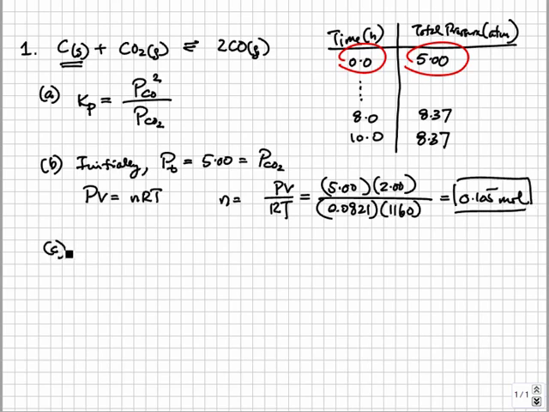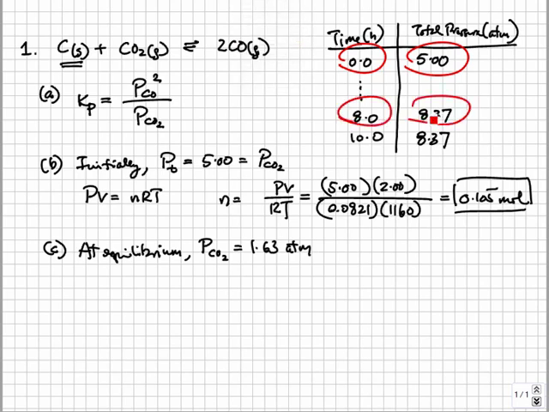C. The problem says that at equilibrium, the CO2 partial pressure is 1.63 atmospheres. The data in the table indicates that after a certain time, the total pressure no longer changes. Going from 8 hours to 10 hours, it seems that the system has reached equilibrium. Therefore, the equilibrium total pressure of the system is 8.37 atmospheres.